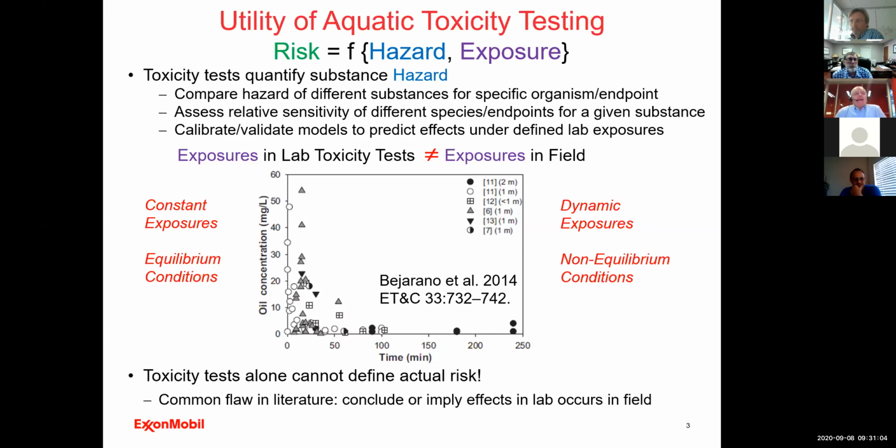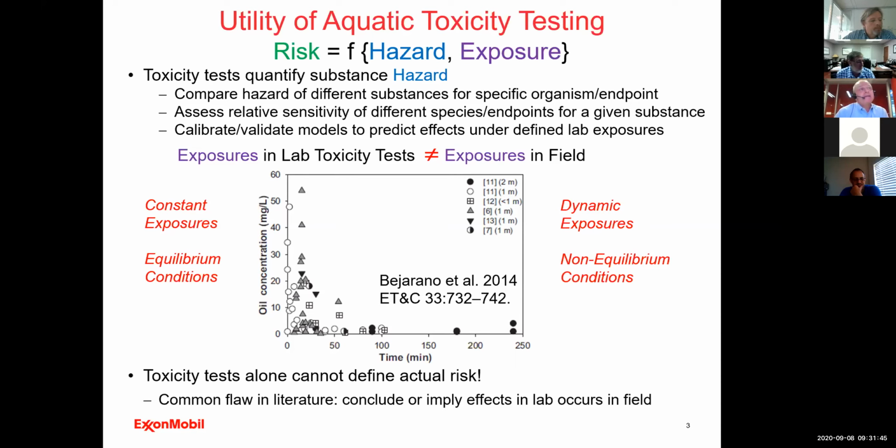A key tenet of environmental risk assessment is that the risk of a substance is a function of both the hazard and the exposure. The purpose of toxicity tests is really to quantify substance hazard, right? Toxicologists want to kill stuff, so they design experiments accordingly. There are really 3 basic reasons why one might consider doing a toxicity experiment. The first is to compare the hazard of different substances for a specific organism endpoint. So for example, is oil A more toxic than oil B to mysid shrimp?